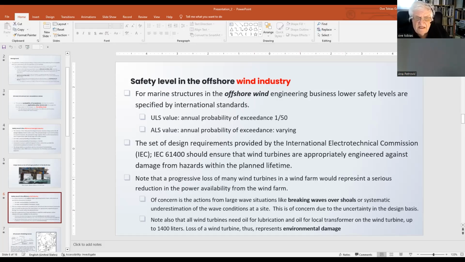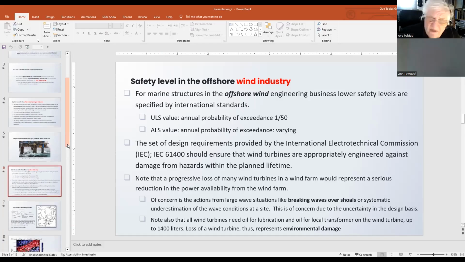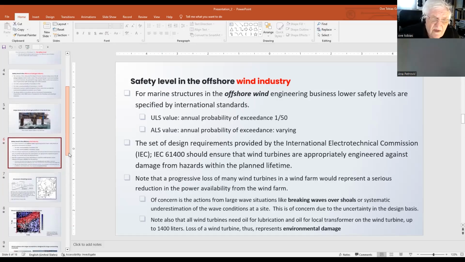The second thing is that in all wind turbines there must be lubrication. There is mechanical equipment within the nacelle, and we need lubrication and also oil for cooling the energy in the transformer. On all the wind turbines there are local transformers. So there is up to 1,400 liters of oil in a wind turbine, and a loss will represent an environmental damage, not as huge as for oil and gas, but also could be considerable.